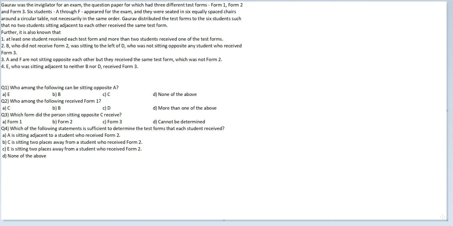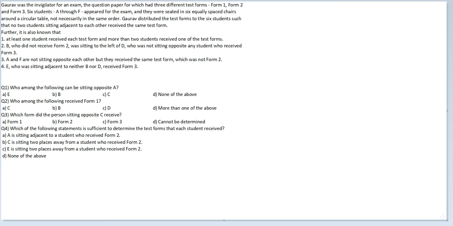Let's look at this question. Gaurav was the invigilator for an exam, the question paper for which had three different test forms, Form 1, Form 2 and Form 3. Six students, A through F, appeared for the exam and they were seated in six equally spaced chairs around a circular table, not necessarily in the same order.